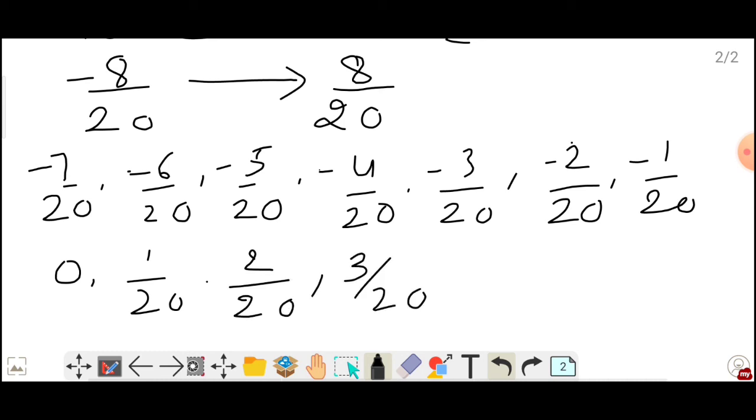How many have we written now? 1, 2, 3, 4, 5, 6, 7, 8, 9, 10, 11 numbers written. You can write 11 or only 10 also you can write. This is your answer.